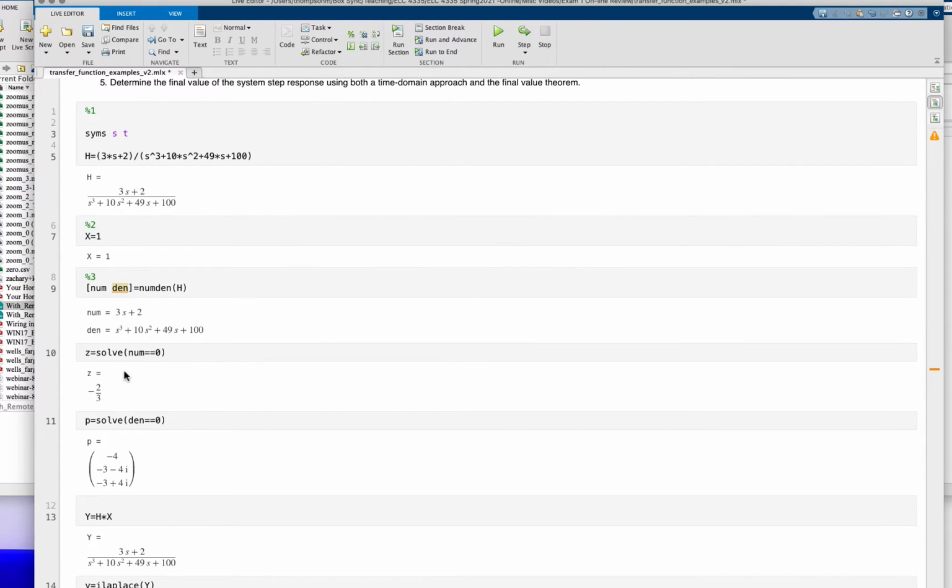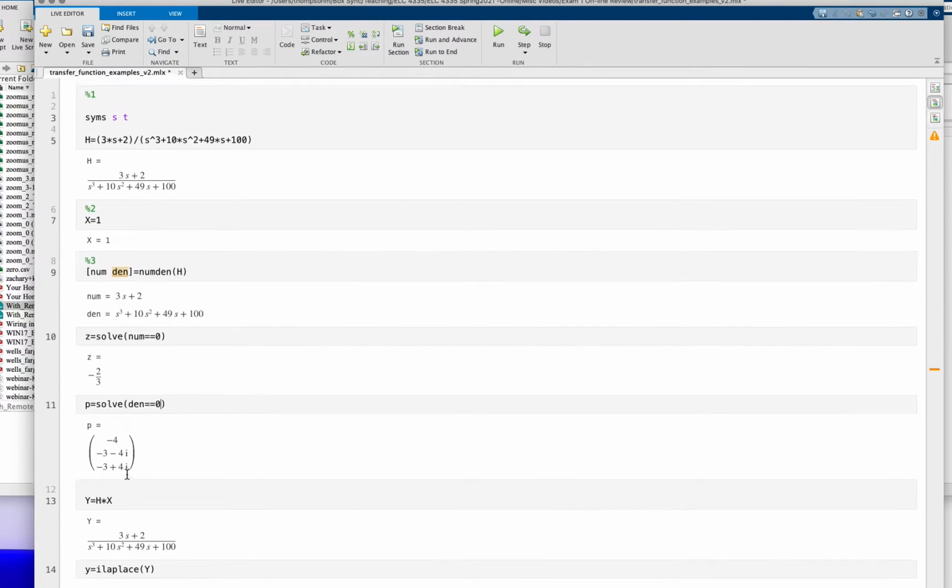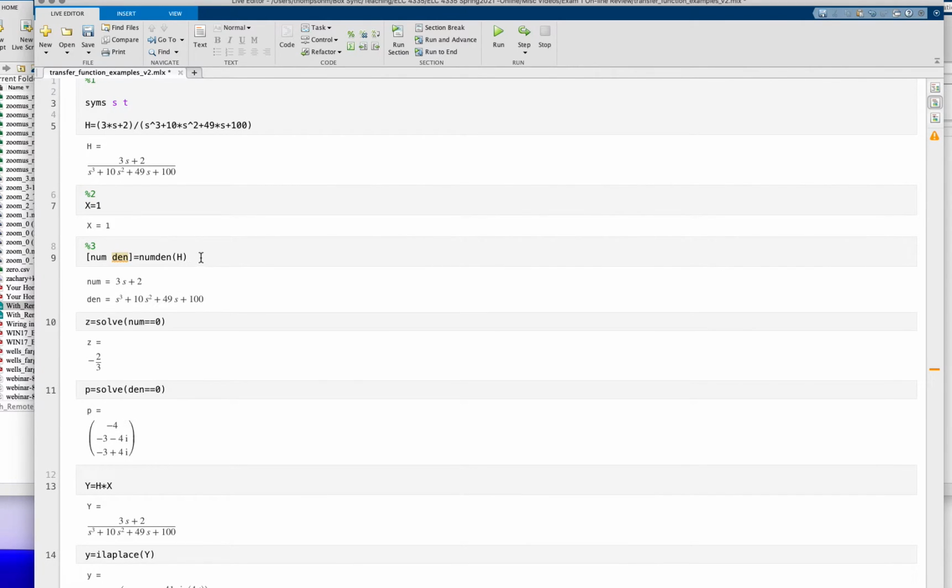And we get a zero at minus 2/3, and poles at minus 4, and negative 3 minus 4i, and minus 3 plus 4i. Remember, MATLAB uses i instead of j, so you can substitute a j in there. And we can do a diagram from that. I think that's pretty straightforward. I'm going to show you that. All right, so that's part 3 where we did a pole zero diagram.